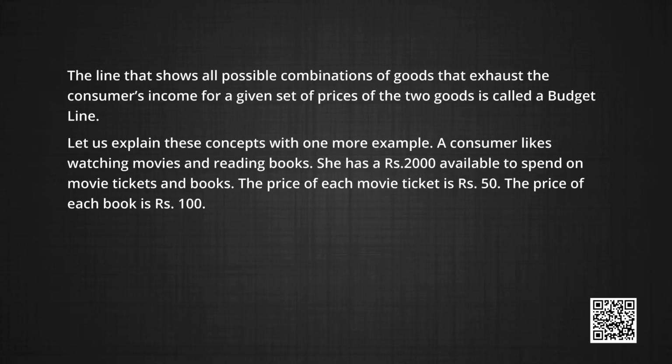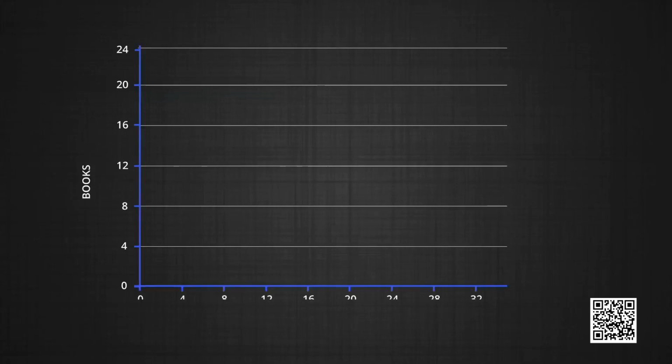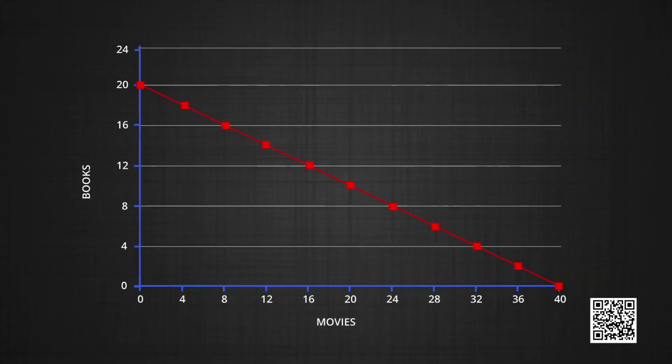A consumer likes watching movies and reading books. She has 2000 rupees available to spend on movie tickets and on books. The price of each movie ticket is rupees 50 and the price of each book is 100. Let us look at the diagram given here. In this case, the two goods we are considering are movie tickets, which we show on the x-axis, and books, which we show on the y-axis.